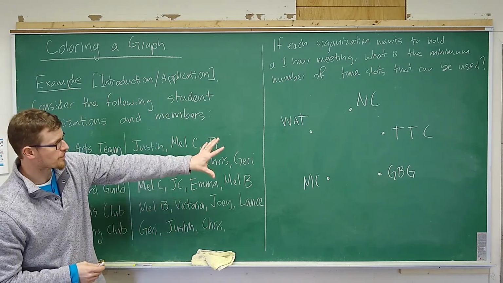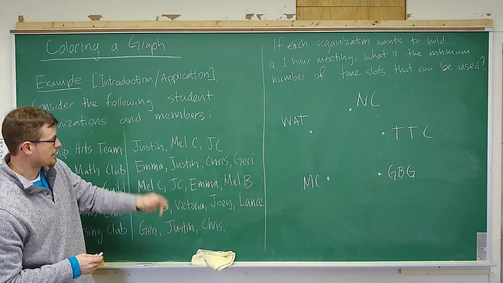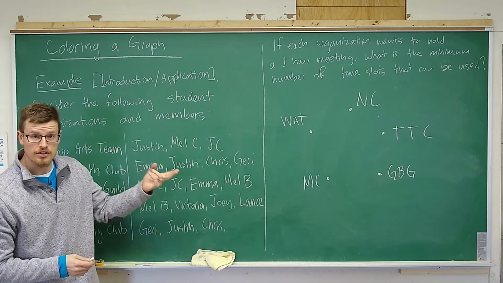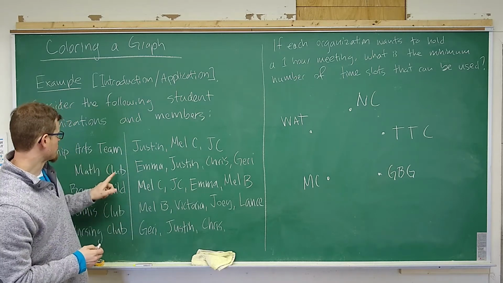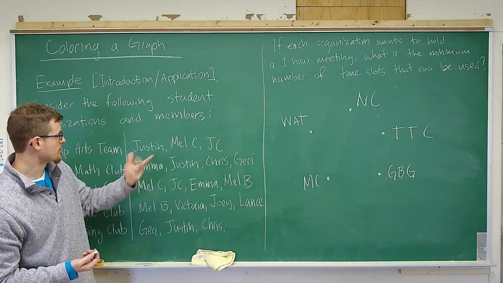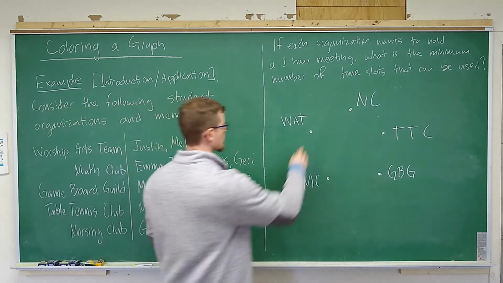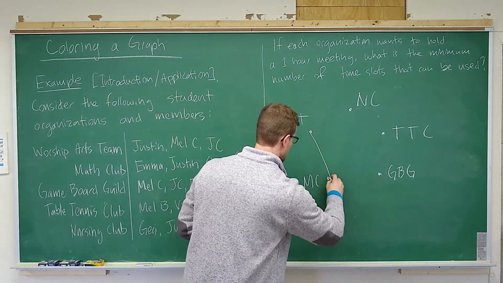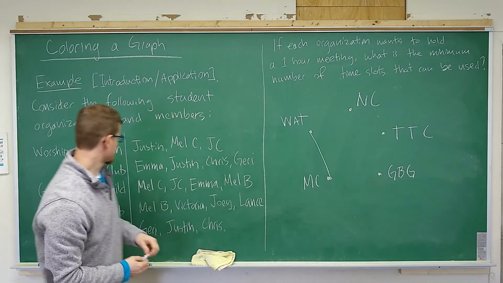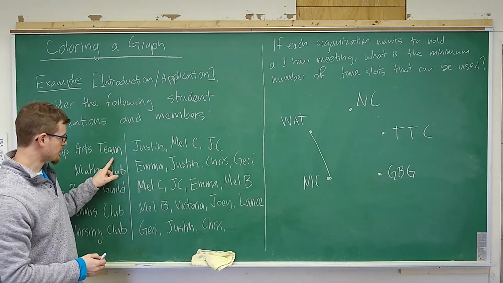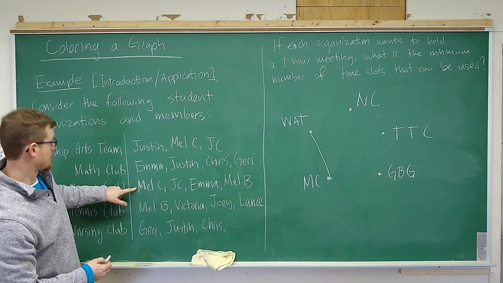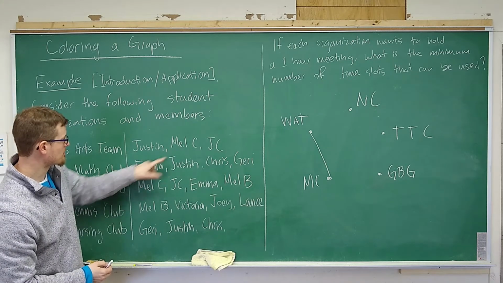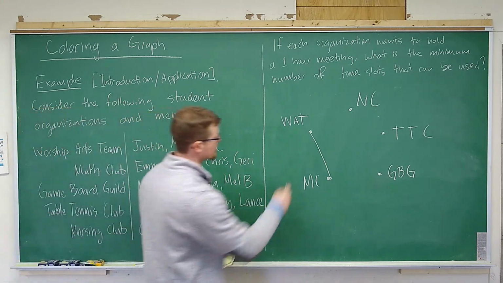So we have a collection of 5 vertices, and these vertices are connected, or adjacent to one another, if they have a member in common. So Worship Arts team and Math Club are connected because Justin is on both of them. Excellent. And then the Worship Arts team is connected to the Game Board Guild as well because Mel C is in both of them.